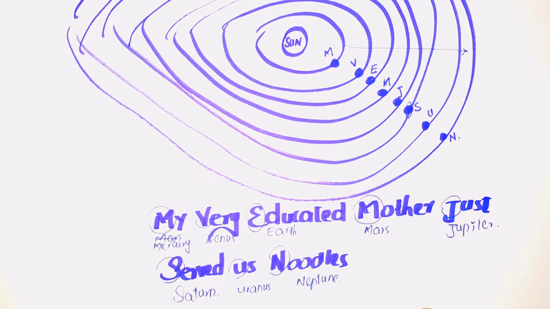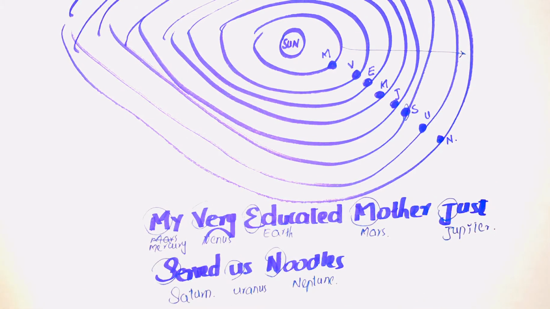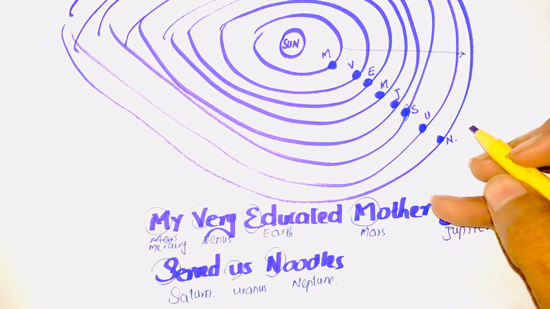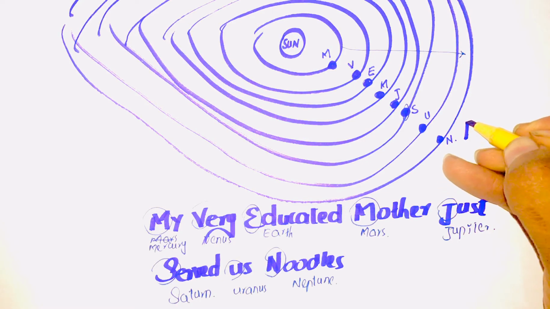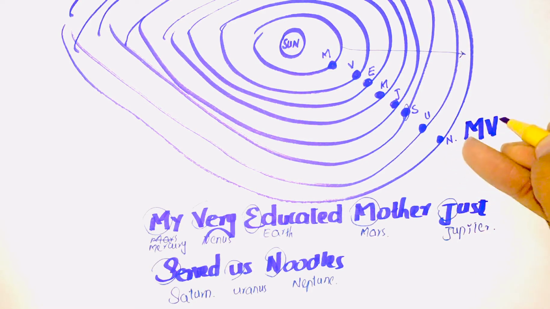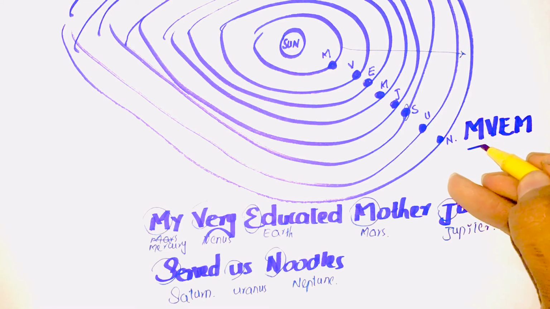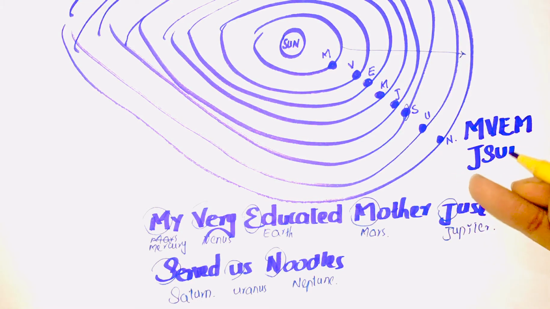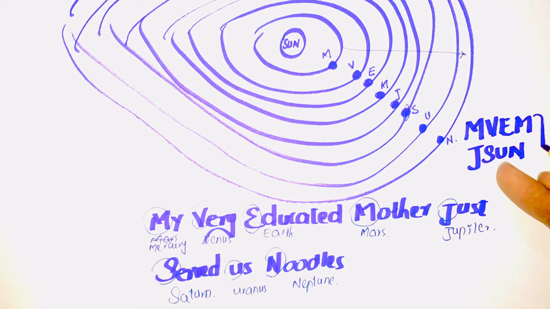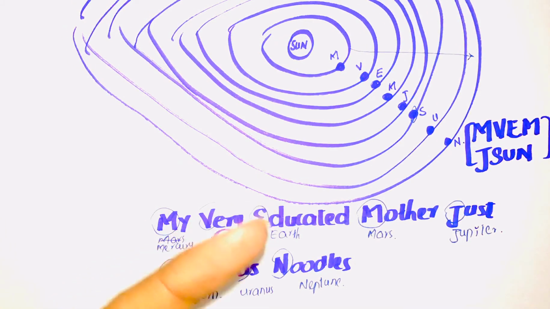There is another trick to remember these names in just one go. If you can't remember this lengthy sentence, I can tell you another trick. That trick is to remember Movem Jason. You can remember all the names of the planets in our solar system.